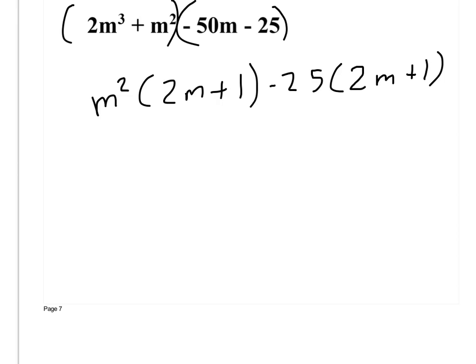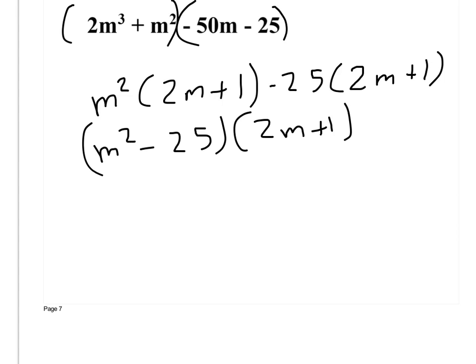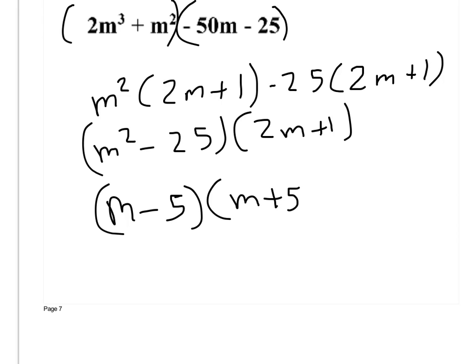So I combine the m squared minus 25 and the 2m plus 1. Am I done? No. I have the difference of squares right here, don't I? So I can break that into m plus 5 and m minus 5. And then I've got 2m plus 1. There's my answer. Here's your homework.